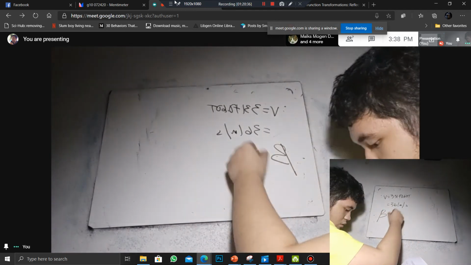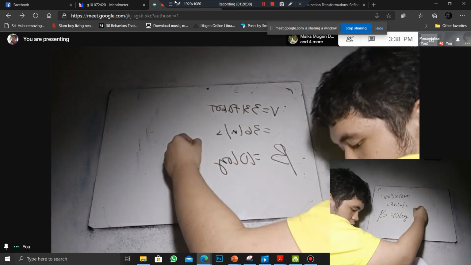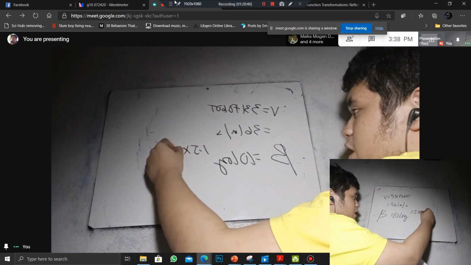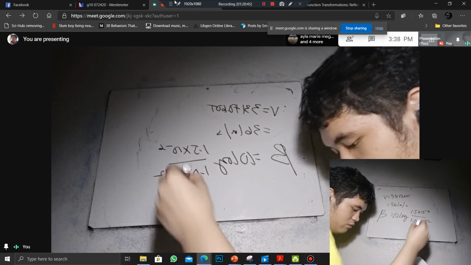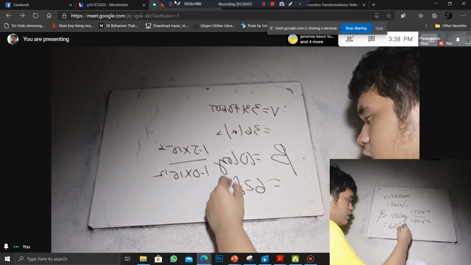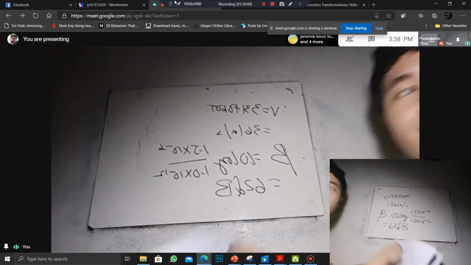10 log of 1.5 times 10 to the negative 6 over 1.0 times 10 to the negative 12. You will get 62 decibels. Simple. Okay naman? Nagets naman?